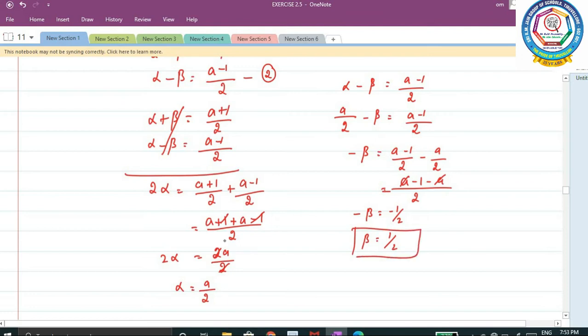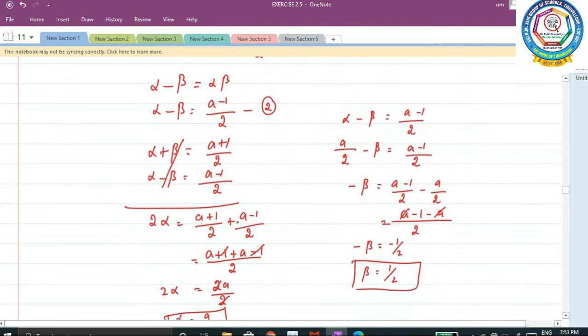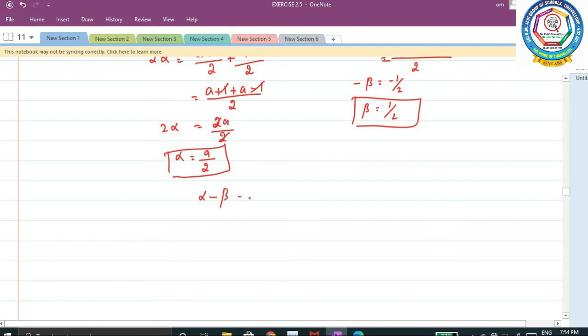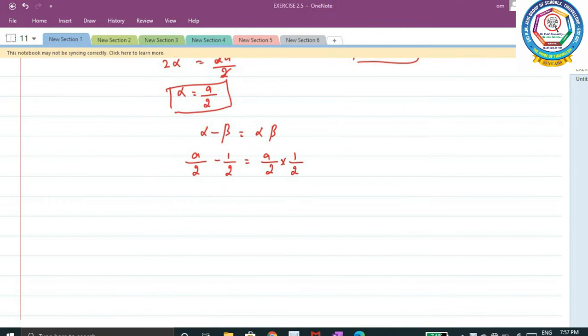So now we've got alpha and beta values. But we have to prove a is equal to 2. So what is the condition? Alpha minus beta is equal to alpha beta. The difference is equal to their product. What is alpha? a by 2 minus beta, 1 by 2, equal to alpha a by 2 into beta 1 by 2, equal to a by 4.